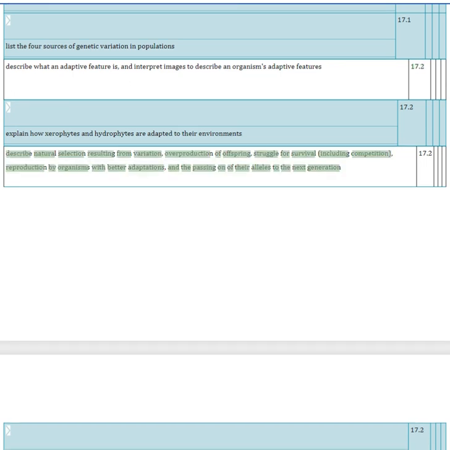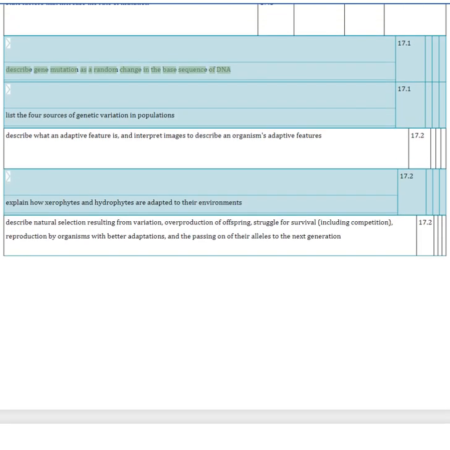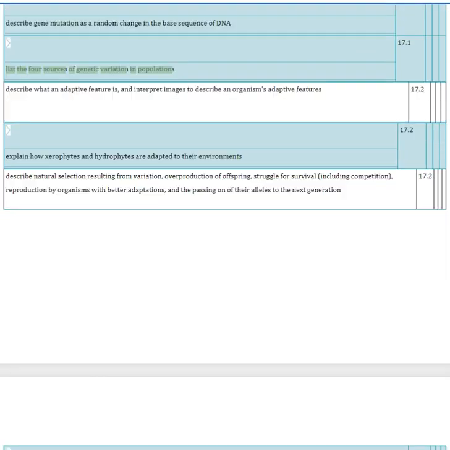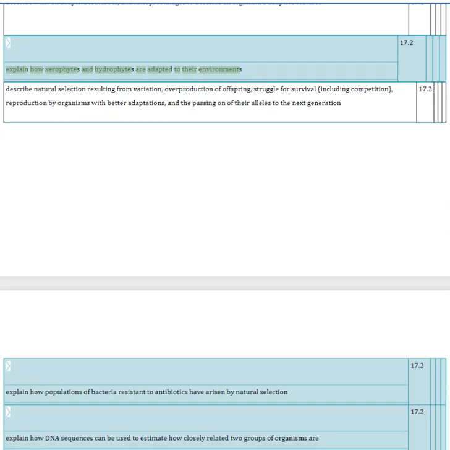17.2. Describe natural selection resulting from variation, overproduction of offspring, struggle for survival, reproduction by organisms with better adaptations and the passing on of their alleles to the next generation. 17.2. Describe gene mutation as a random change in the base sequence of DNA. 17.1. List the 4 sources of genetic variation in populations. 17.1. Explain how xerophytes and hydrophytes are adapted to their environments.